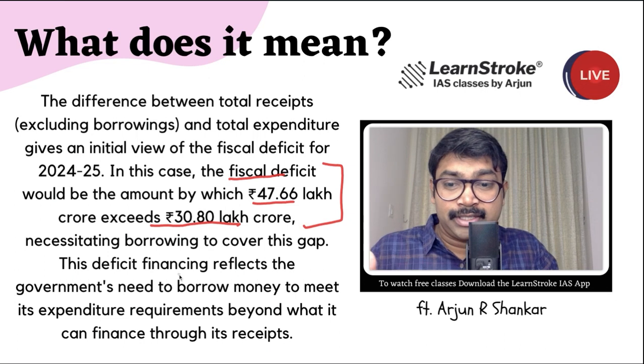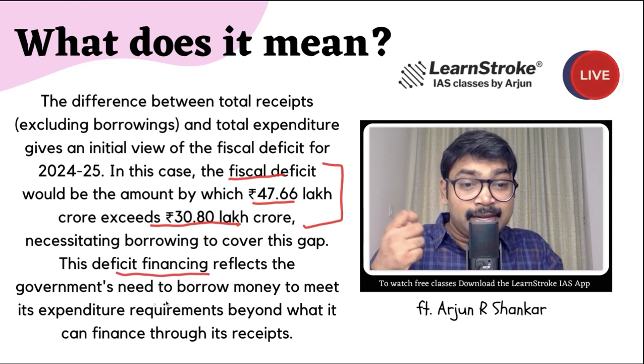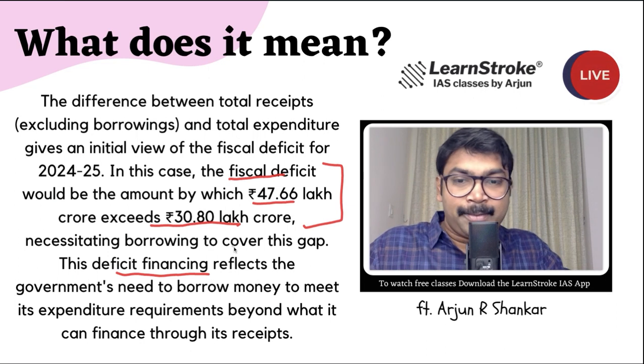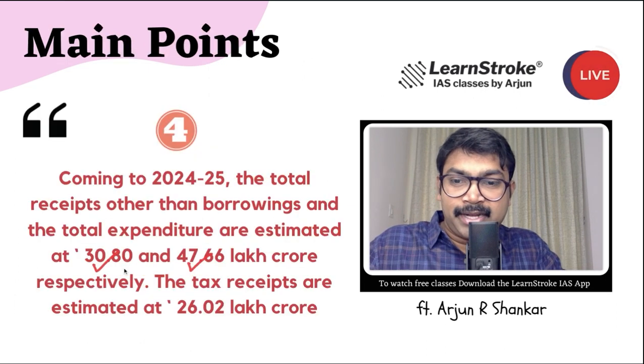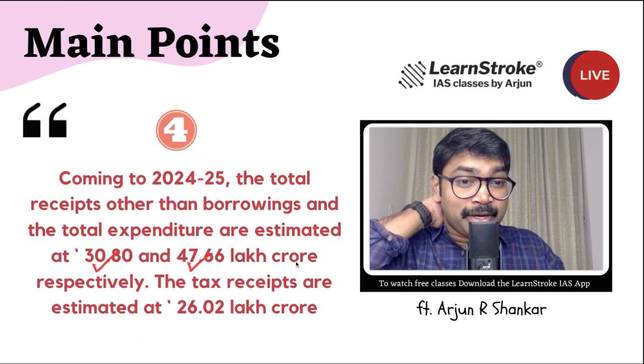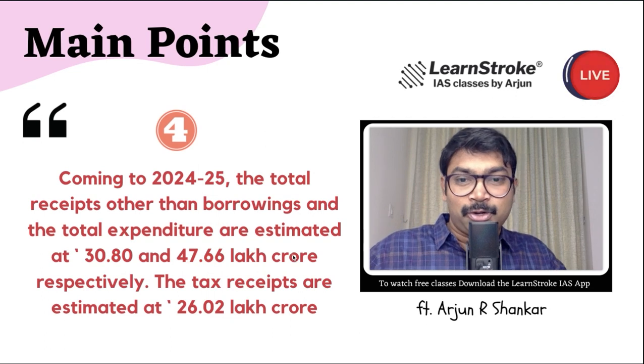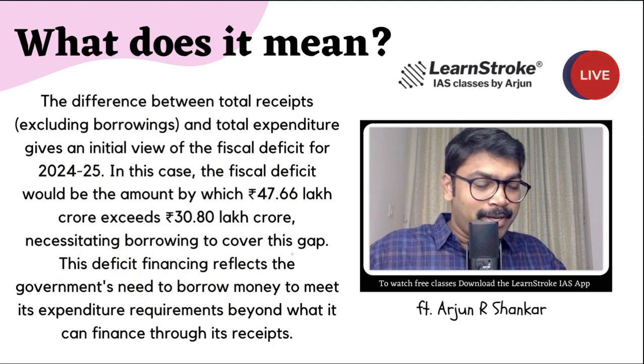How can we fund this? Deficit financing reflects the government's need to borrow money to meet its expenditure. So this is very clear. When you understand this, 30.8 minus this will give you the deficit, and how can we fund that gap? Deficit financing needs to be done.